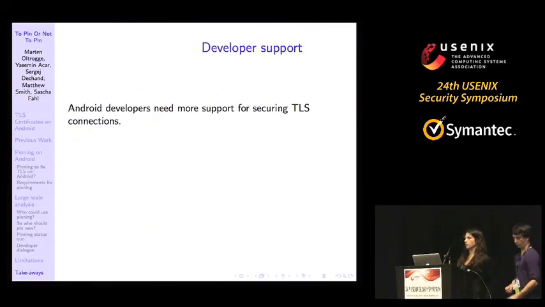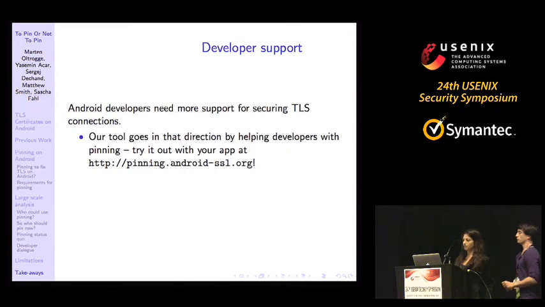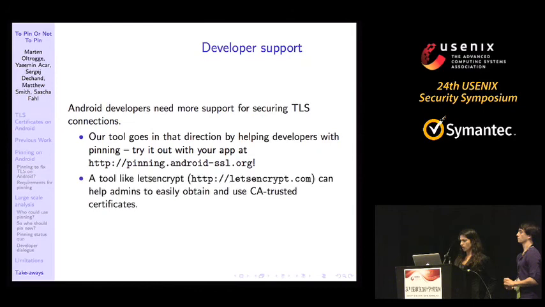But to close the gap between these 5% of apps that should use pinning and those 45% of apps altogether that actually do, we need more support for developers. And our tool goes in that direction by helping developers decide whether or not to use pinning and by offering code examples, and you can try it. Also, a tool like Let's Encrypt can help admins to easily obtain and use free CA-trusted certificates, so that might be another direction that helps instead of pinning.